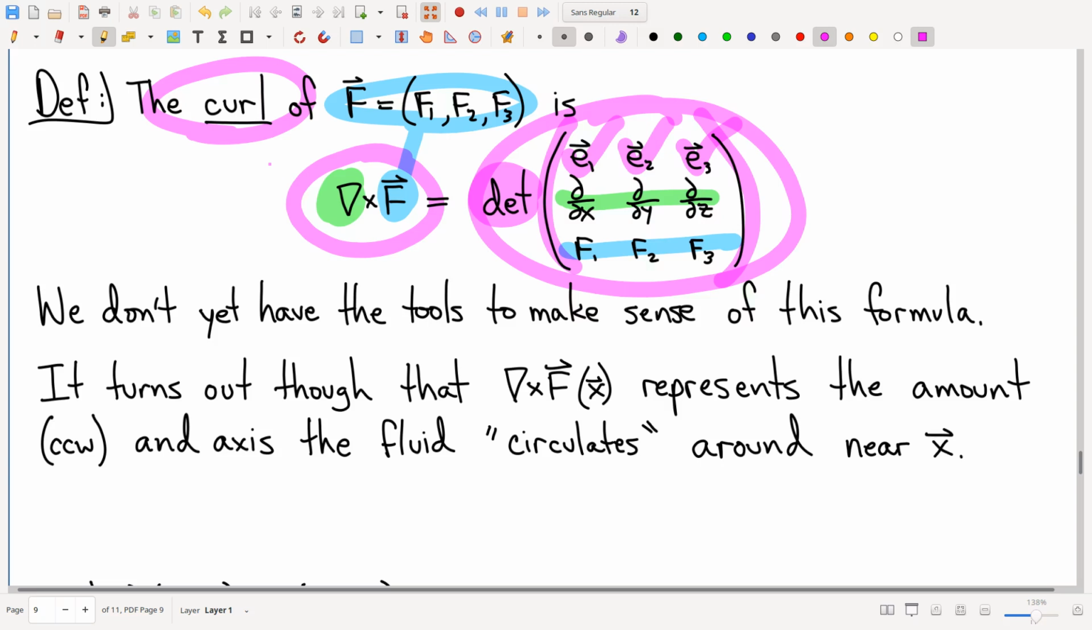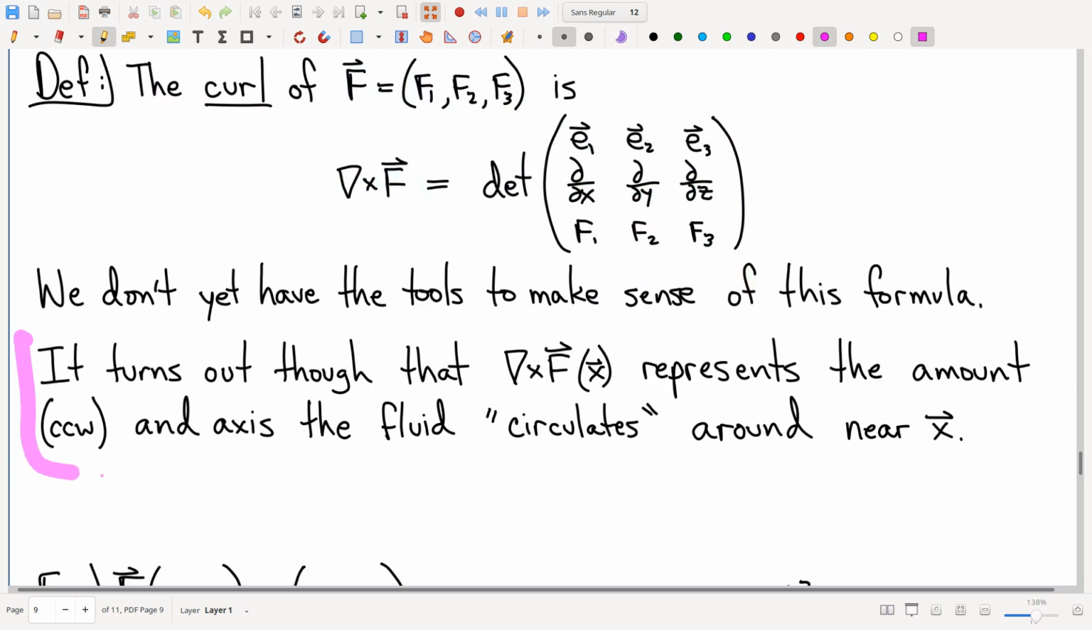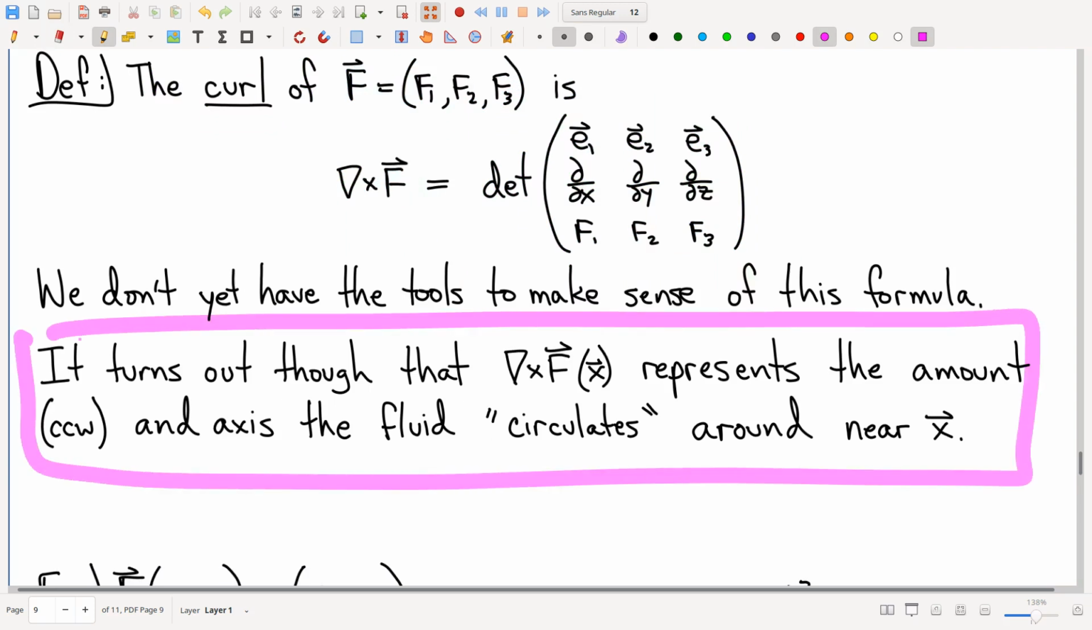Okay, so again, same scenario as before. I'm about to make a completely baseless assertion here. That's where we're at. My completely baseless assertion is that what curl represents is, in some sense, how the fluid is circulating. Very importantly, this is another thing we haven't defined yet. I haven't given you any sense of what this word circulation means. We will be very precise about what circulation is.